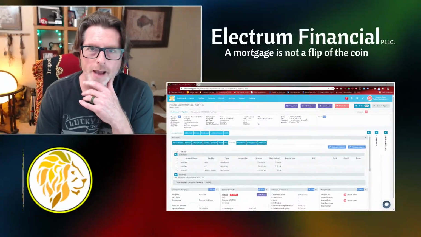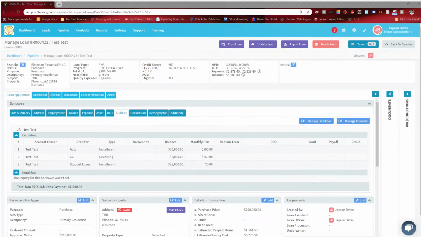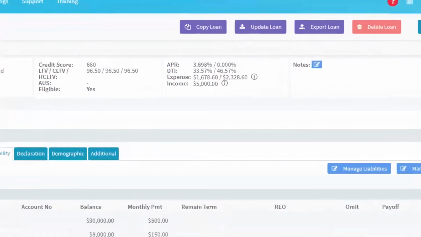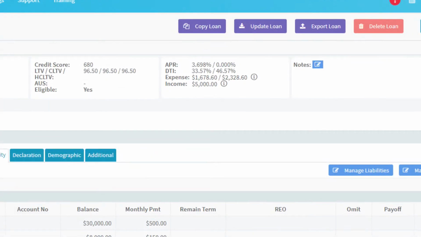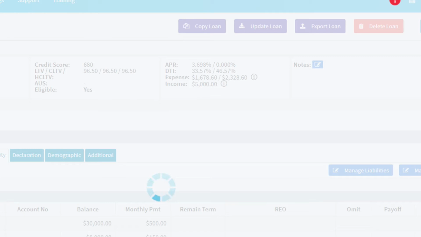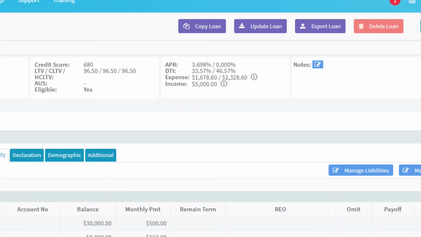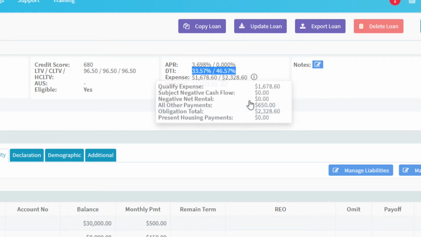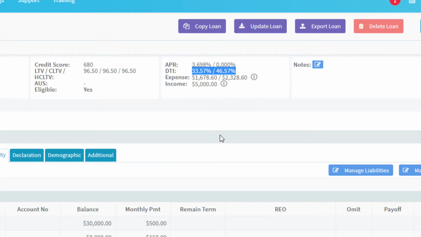Let's dive into debt-to-income ratio and zoom in here. I just set this file up as an example. Obviously, yours may vary slightly depending on your debts. There are two things I want to highlight. If you look at the first number, it's 33.57. That's the front-end debt ratio. And then you have the back-end debt ratio, the 45%.